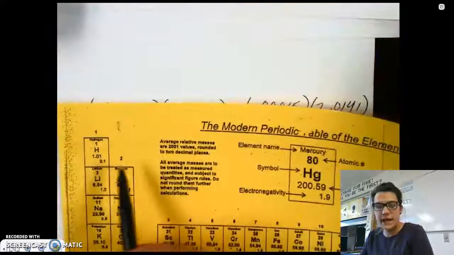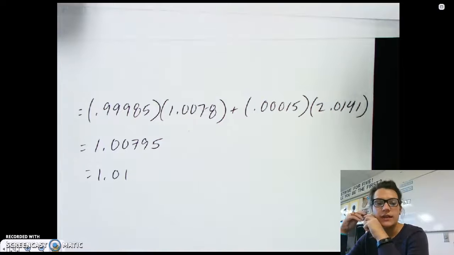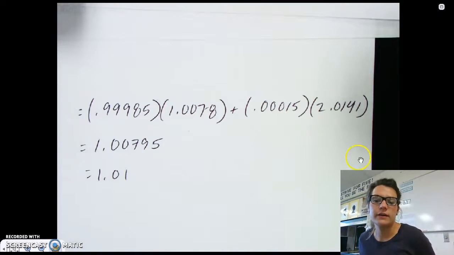Okay, so what is this saying? This is saying that my relative abundance of a hydrogen that has a 1.0078 AMU is going to be closer to the mass number that's on the periodic table. Okay, so that is isotopes and AMU and how we calculate the mass that we find on the periodic table.